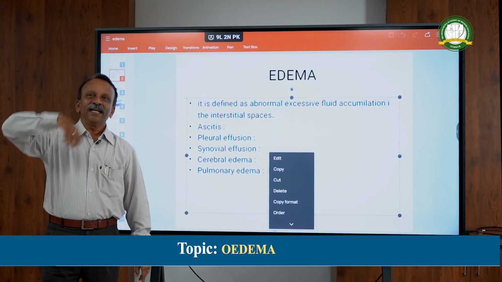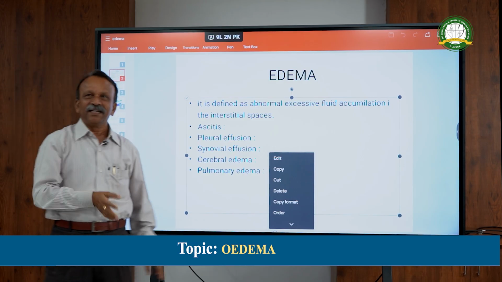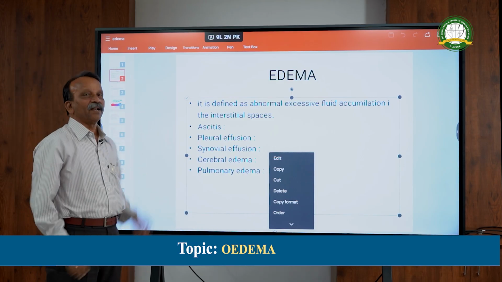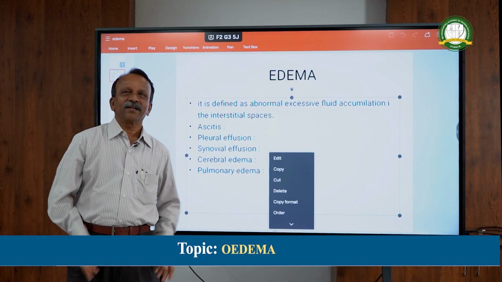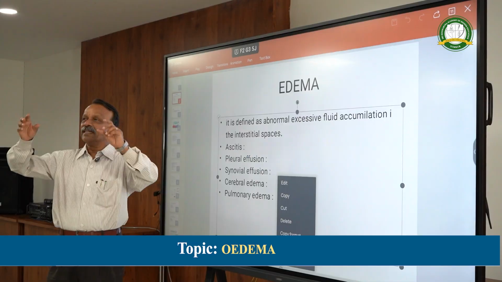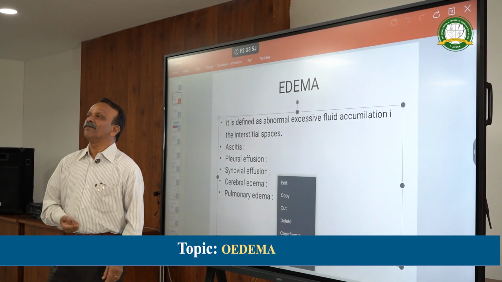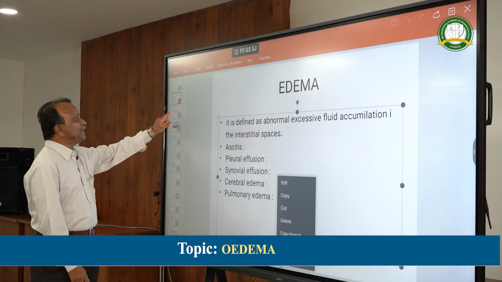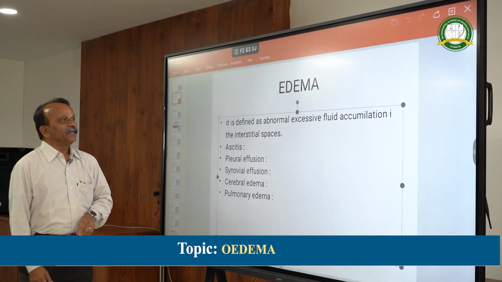In any road traffic accident, there may be accumulation of the fluid in the brain tissue, that is called cerebral edema. And due to left ventricular failure, there will be presence of fluid within the lung tissue, that is called pulmonary edema. So these are some of the examples of edema.